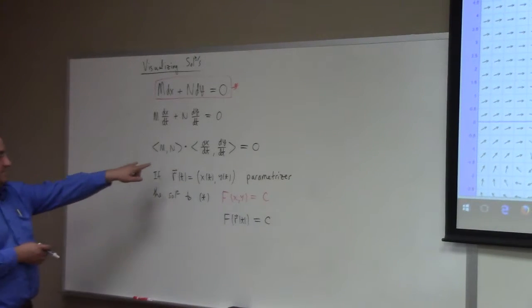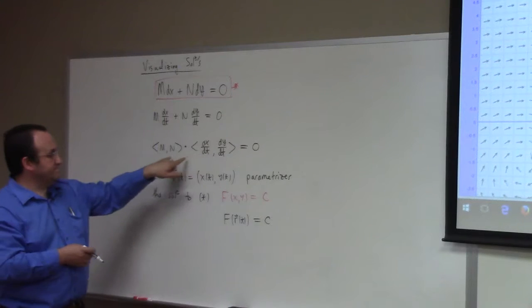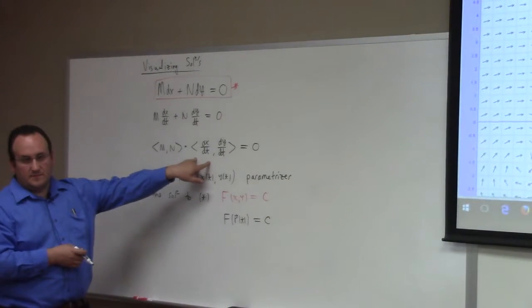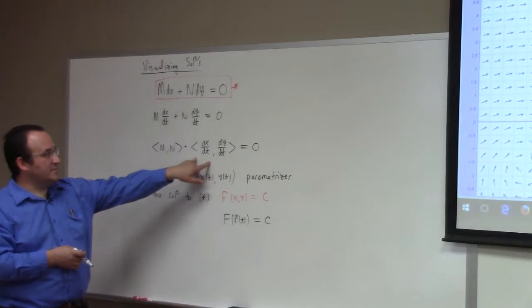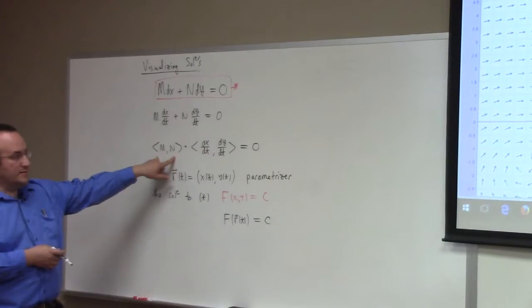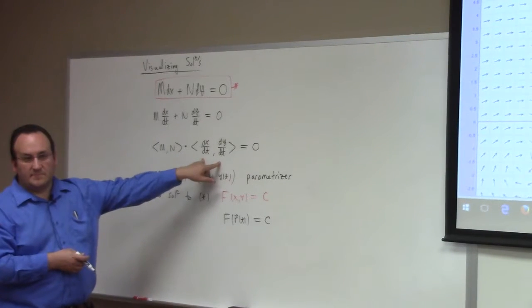What does this say? The dot product of this and that is 0, right? What does it say about the relation between this vector field (M, N) and this tangent vector (dx/dt, dy/dt)? They're what?